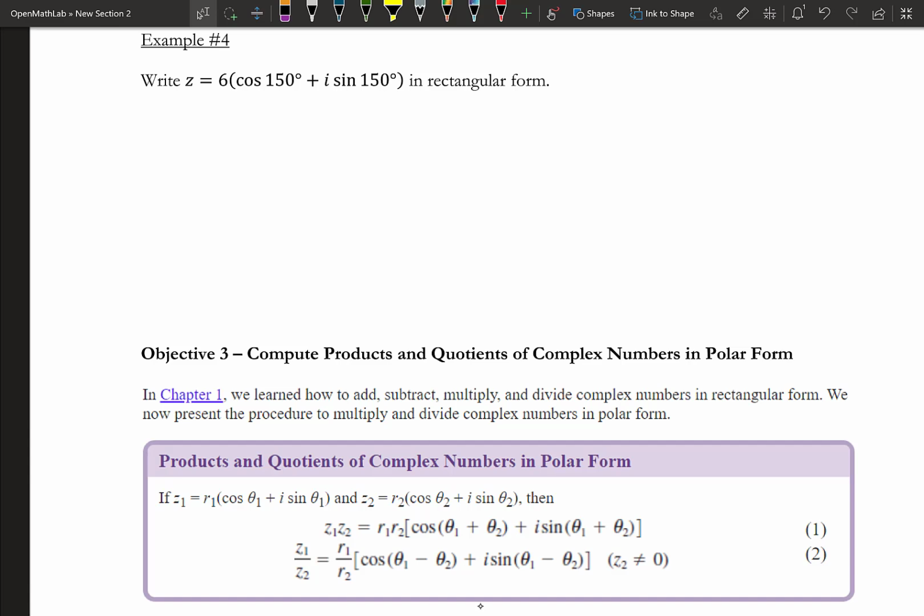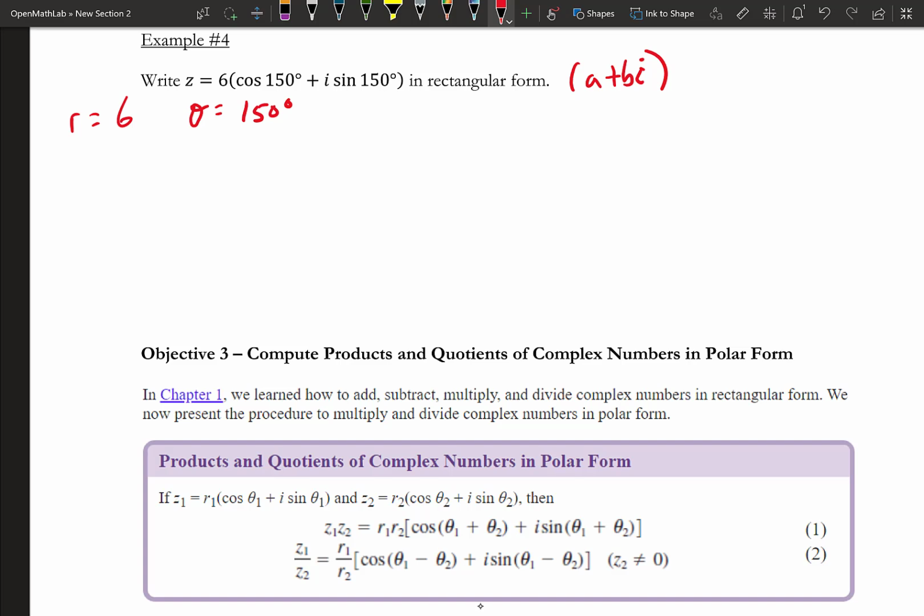Right. So now, example 4, we're kind of working backwards from what we just did. We have a complex number written in trig form, and we want to write it in rectangular form. So in other words, remember, I want to write it as a plus bi. So it's important to note that r is 6 here, and theta is 150 degrees, just pulling those parts out of that form.